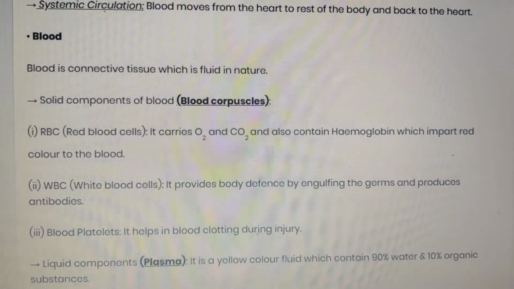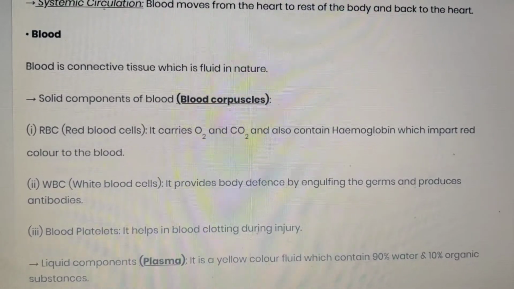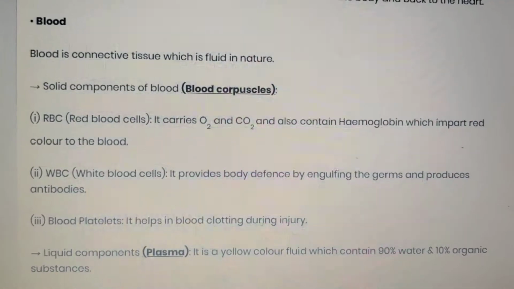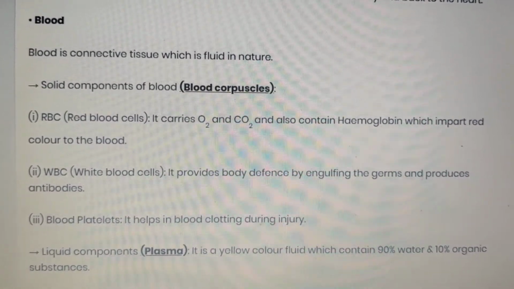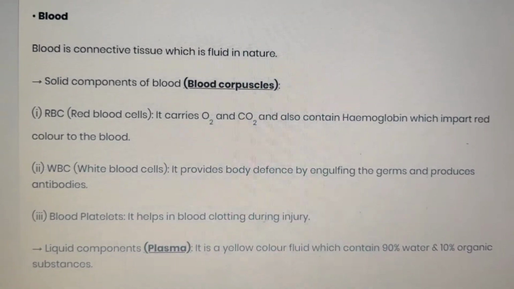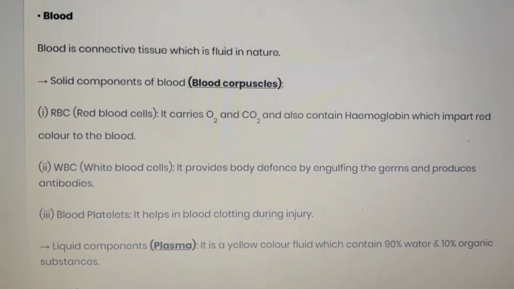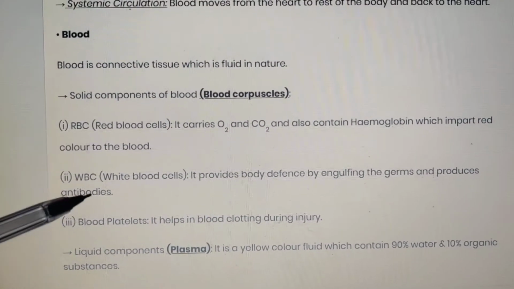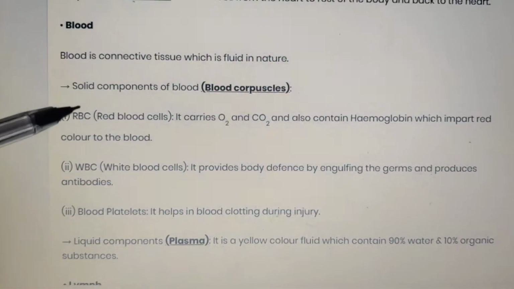Good morning, students. In the previous class, we discussed the circulatory system of human beings. Now we will discuss the types of cells present in blood. Blood has RBCs, WBCs, and blood platelets.